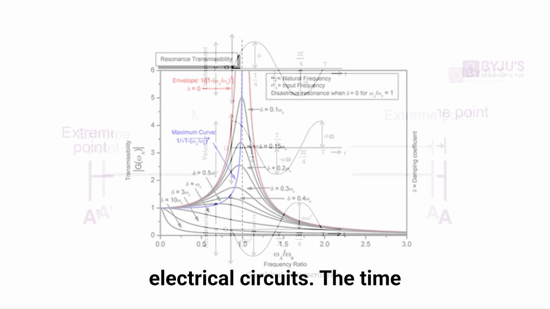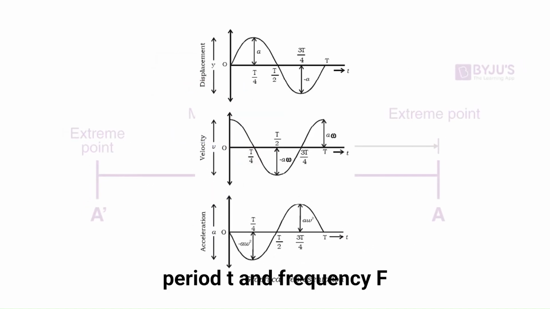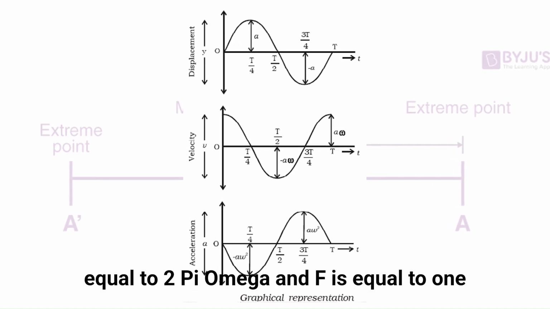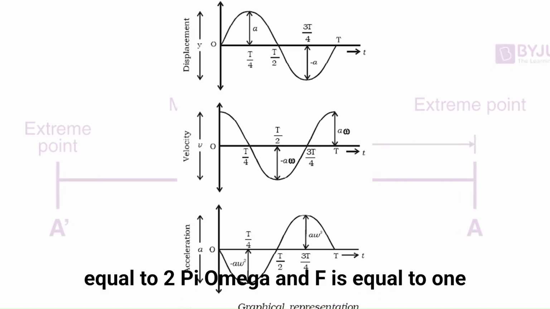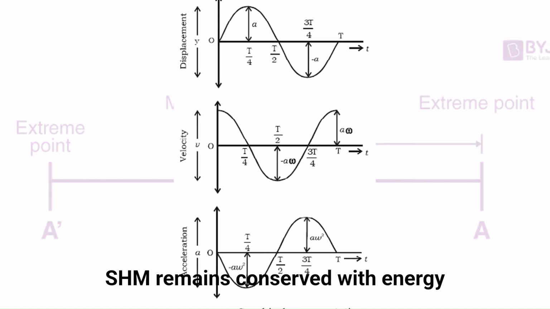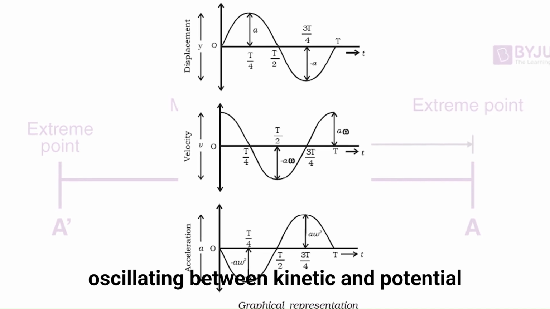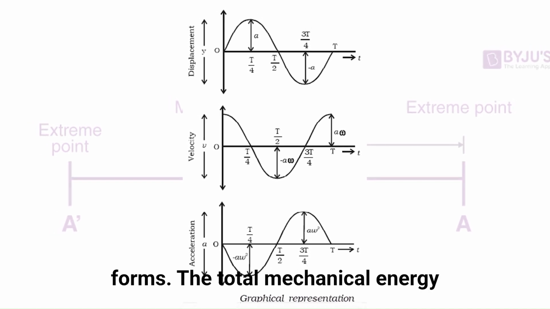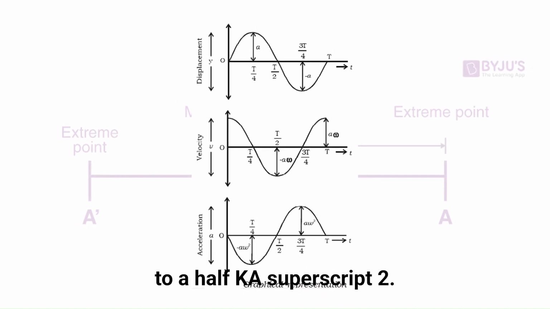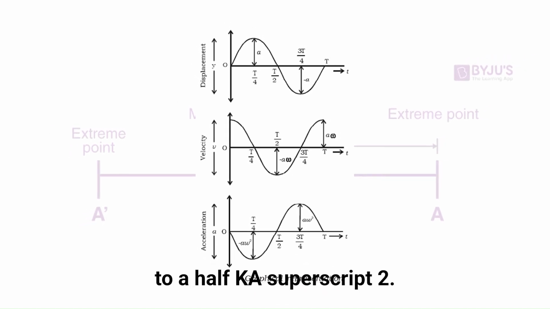The time period, T, and frequency, f, are related to angular frequency by T = 2π/ω and f = 1/T. The total energy in SHM remains conserved, with energy oscillating between kinetic and potential forms. The total mechanical energy of the system is given by E = 1/2 kA².